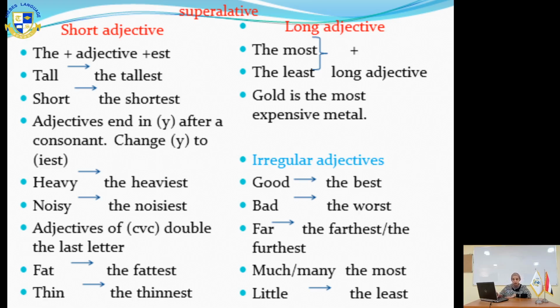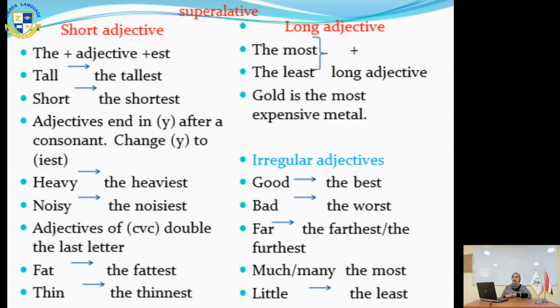We also have adjectives ending in y, where we have to drop the y and add iest. As we say, heavy, heaviest. Noisy, noisiest. And the third one that we have is adjectives of CVC, as we said, consonant, vowel, consonant. We have to double the last consonant. Fat, fattest. Thin, thinnest.